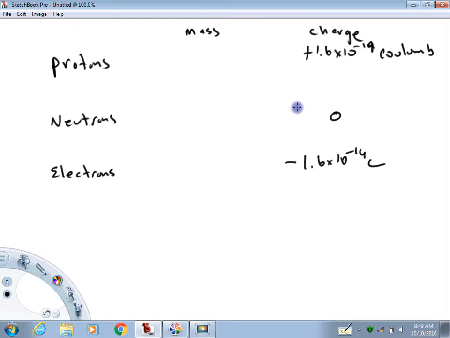So of the three particles, protons, neutrons, electrons, the protons and electrons are the particles that exhibit this quantity called charge. The neutrons are considered to be electrically neutral.